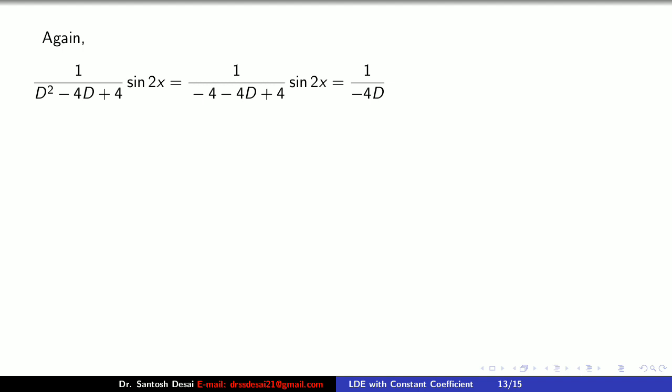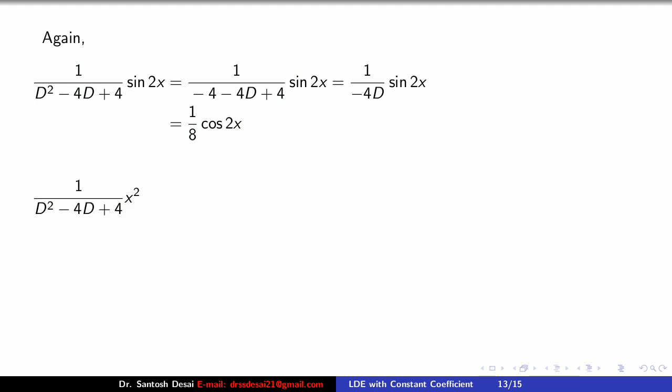Simplifying this, we get 1 upon minus 4d into sine 2x. Now we know that the meaning of 1 upon d is nothing but integration. So we have to take the integration of sine 2x, and this is equal to 1 by 8 cos 2x, because the integration of sine 2x is minus cos 2x divided by 2, and minus 1 by 4 is there. So simplifying this, we get 1 by 8 cos 2x.